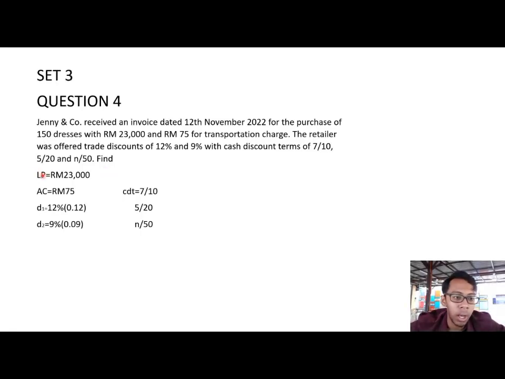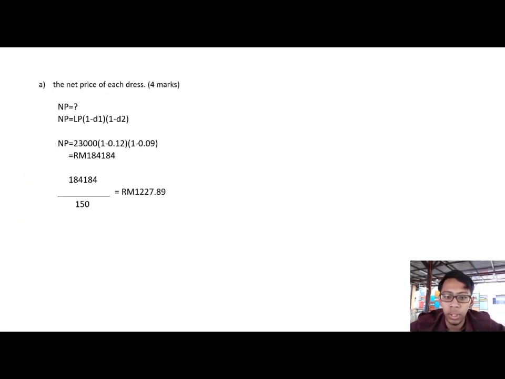Question 4. So I already listed down the important things to use for the question. So let's look at question 1. Find the net price of each dress. So the formula for net price is list price, bracket 1 minus D1, bracket 1 minus D2. D1 and D2 we already listed down before this, which are 12% and 9%. So we convert them into decimals, which are 0.12 and 0.09. So we just calculate it.